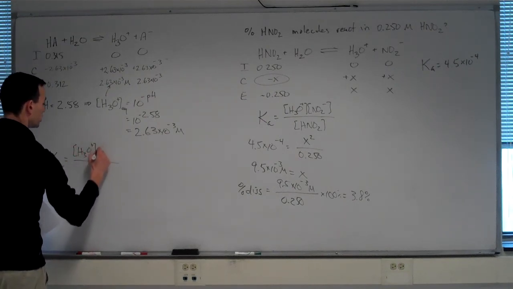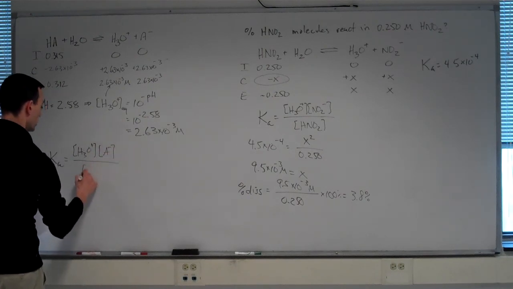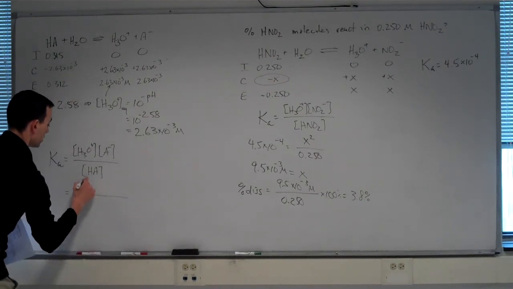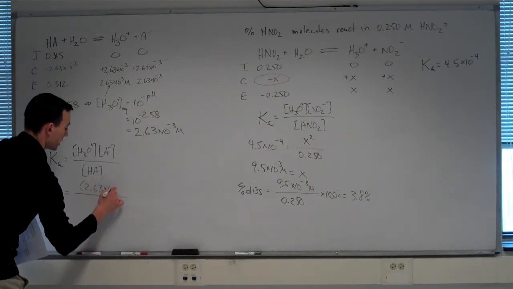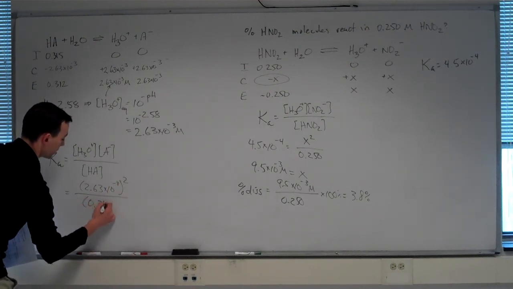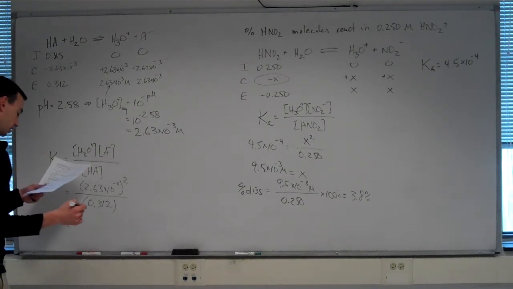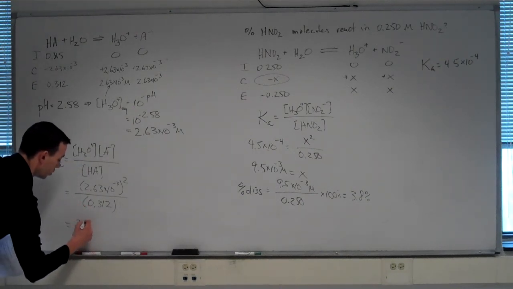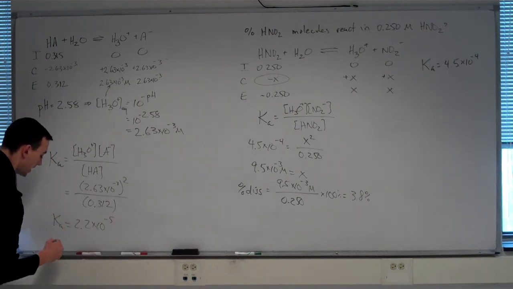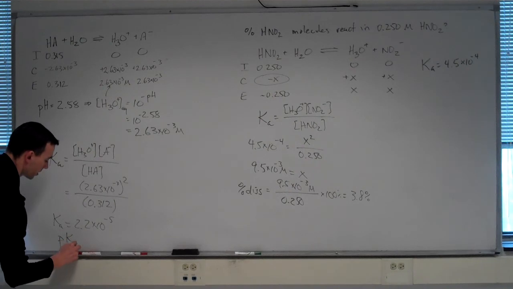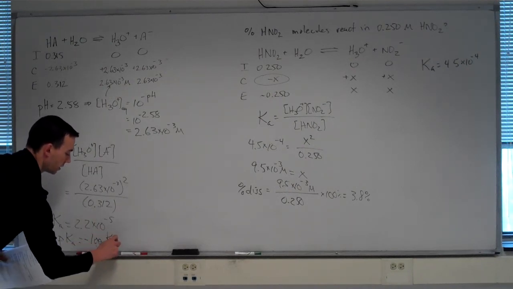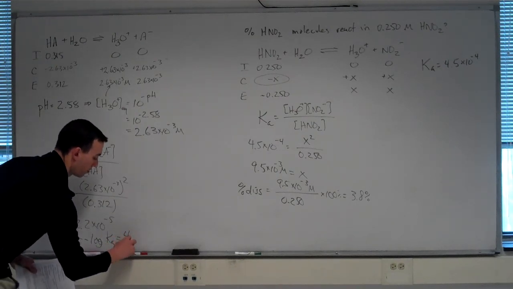So our Ka then can be found by substituting these numbers from our ICE chart. 2.63 times 10 to the minus 3 would be squared, divided by the 0.312. This should give us a Ka of about 2.2 times 10 to the negative 5. And the pKa of our unknown acid would simply be the negative log of that Ka, which will be 4.66.